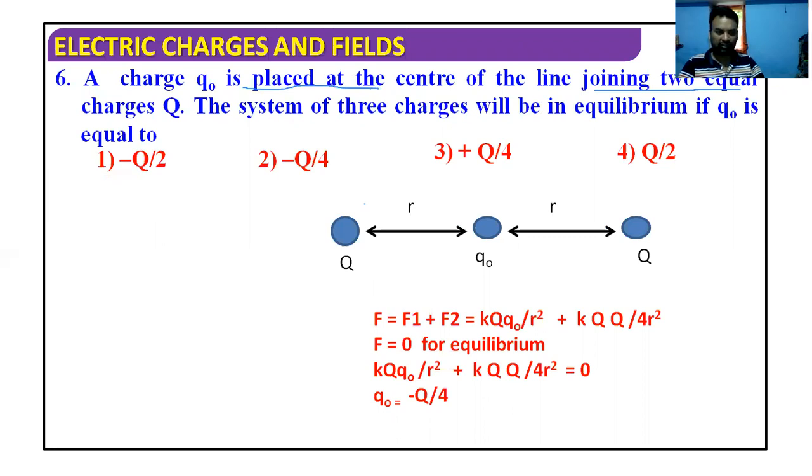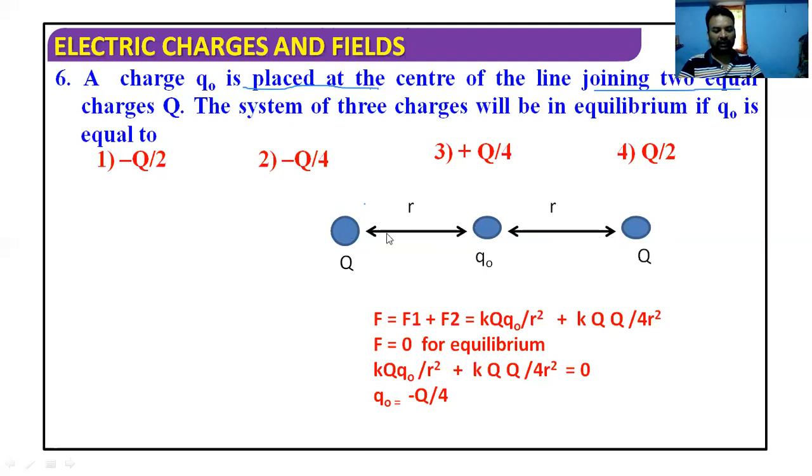First, try to understand the statement. A charge Q naught is placed at the center of the line joining two equal charges Q. The system of three charges will be in equilibrium if Q naught is equal to what? We are given two equal charges, one is Q, another is also Q, and they are separated by some distance.